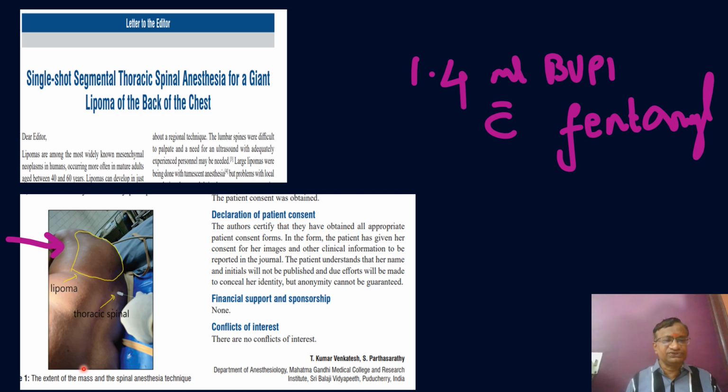This is another case. Now you see the back. This is my case one. You can see Parthasarathy et al. published. This is the big lipoma. This is the scapula, and over the scapula a bigger lipoma is there. And I'm just giving spinal here. 1.4 ml of bupivacaine with fentanyl in the T4, T5 interspace, and the level was, I think, from C8 to T7. So we got it finished easily. Absolutely, there was no problem. And BP fell down, and we gave 6 milligrams of ephedrine. There was no bradycardia. Yes, everything went on fine.